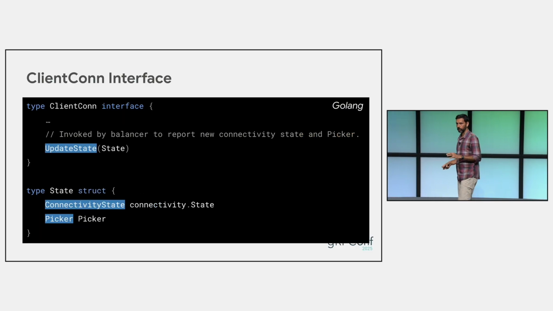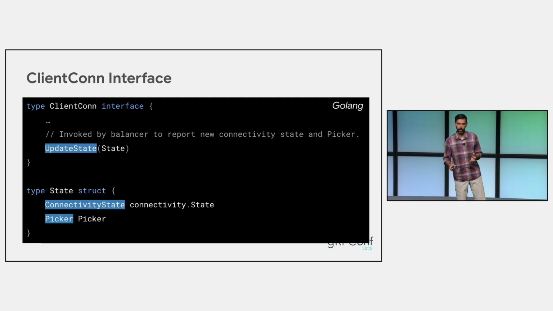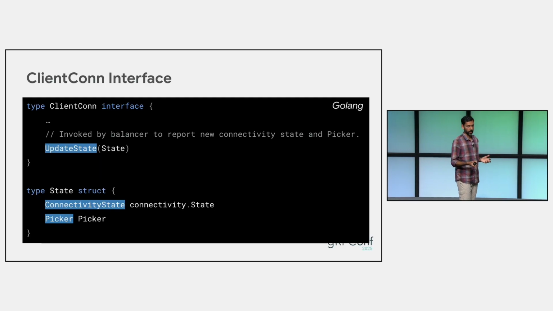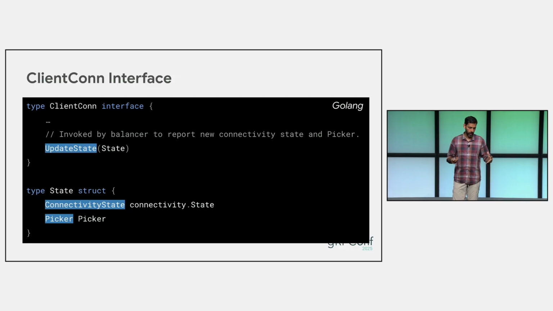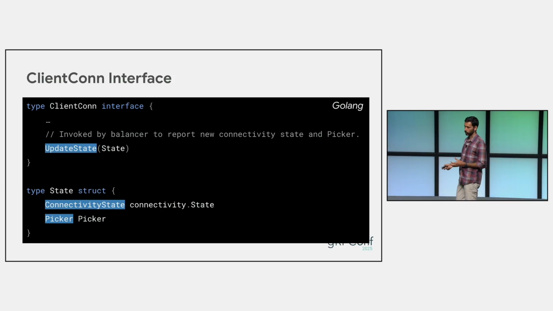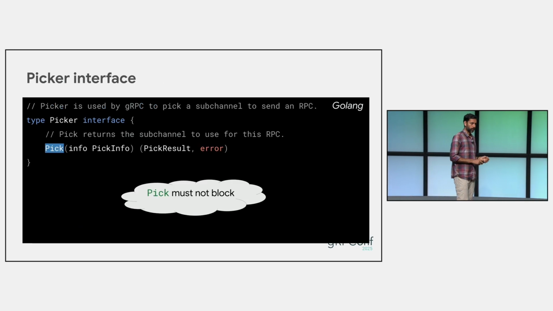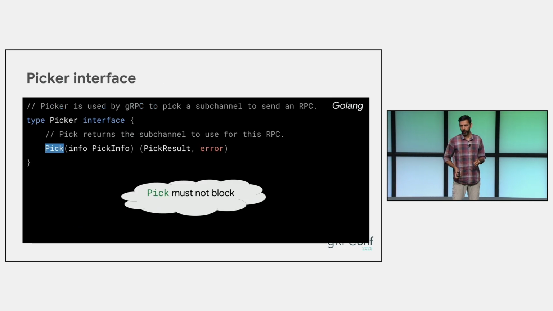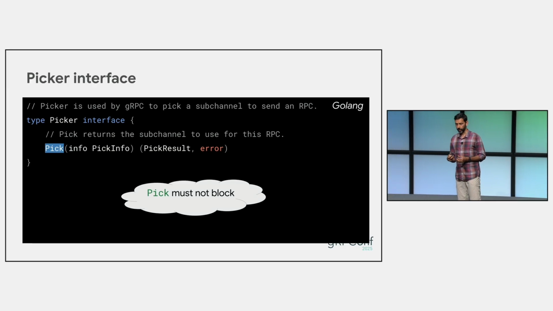The next method on this interface is update state, which is used by the LB policies to report new state to the channel. And this state, as I mentioned previously, contains the overall connectivity state for the channel and a picker to use for RPCs. So last but not the least is the picker interface. This interface is used for every RPC, and it has a single method called pick.